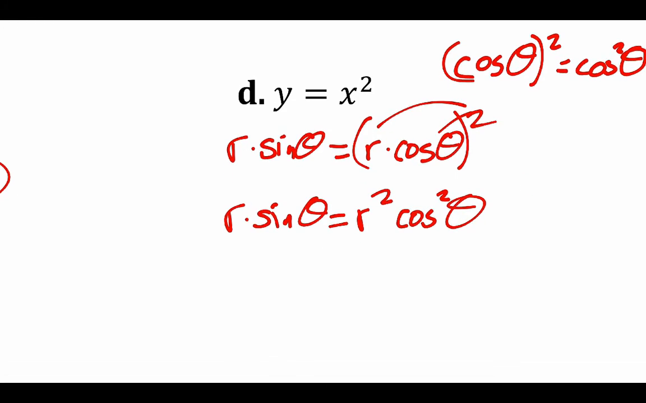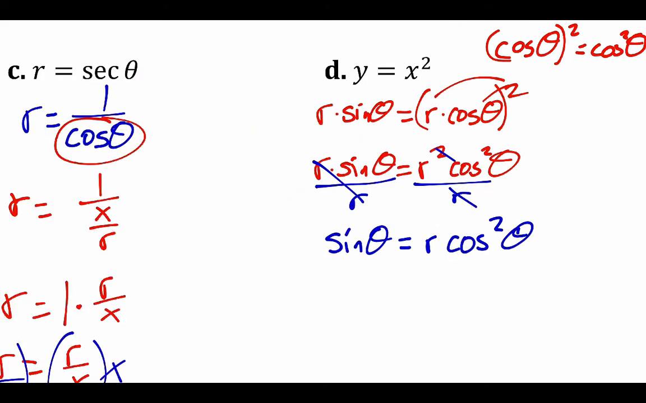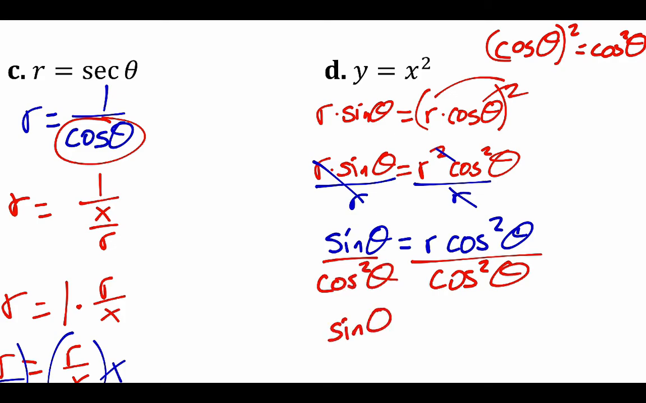Now cleaning this up a little more, we have r on both sides of the equation, so let's divide both sides by r. It cancels out one of the r's, and we get sine of theta equals r times the cosine squared of theta. To have the variables on opposite sides, let's divide both sides by cosine squared of theta, and we'll leave it as sine of theta over cosine squared of theta equals r.